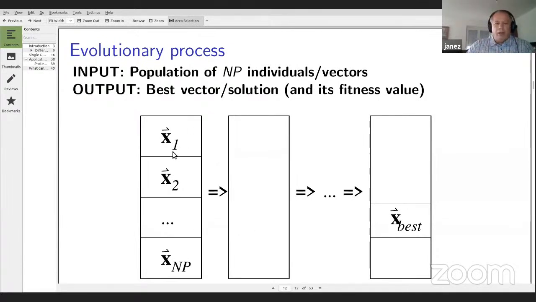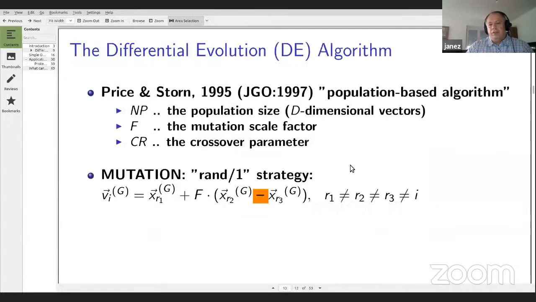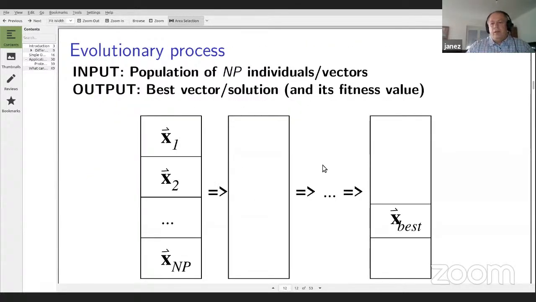Another view of the same. We start with some individuals, say NP, the size of the population, and then after several generations we try to evolve all these individuals, and at the end we are interested in the best individual, X best. Mutation, crossover, and selection are three operations that try to improve individuals and guide them into the right position in the search space.